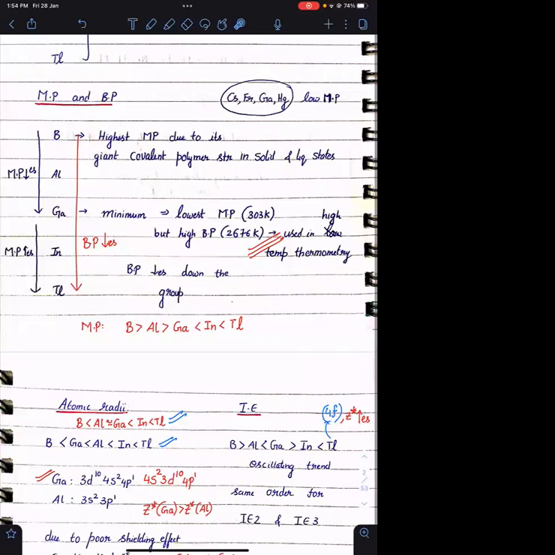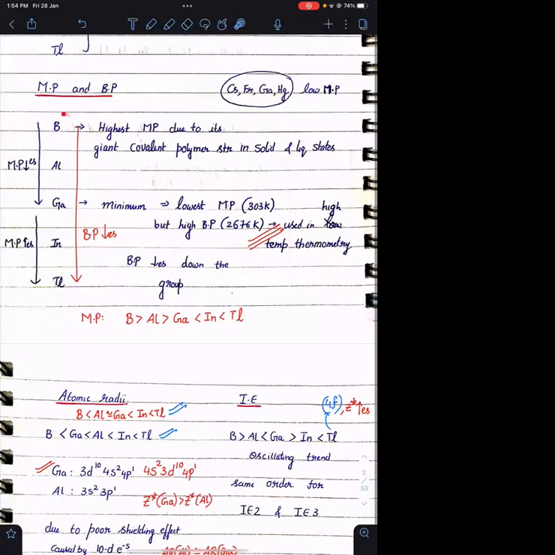Okay. And the high melting point of boron is due to its chained covalent polymeric structure. Even though it is a non-metal, it has a chained covalent polymeric structure in solid as well as liquid states. Hence, it has significant melting and boiling points. Clear to everyone? Okay.